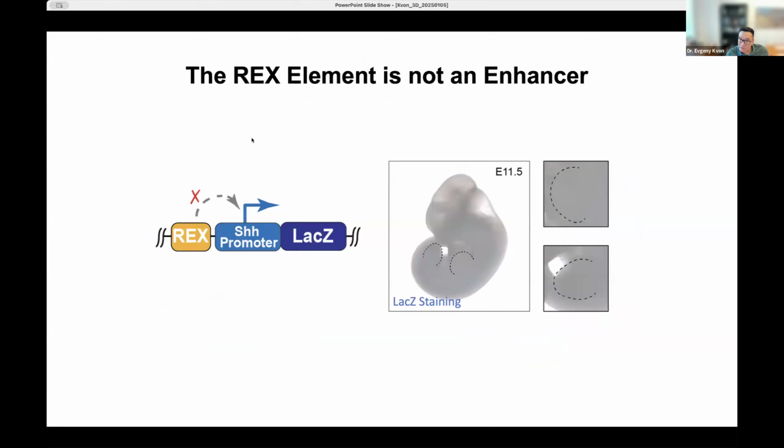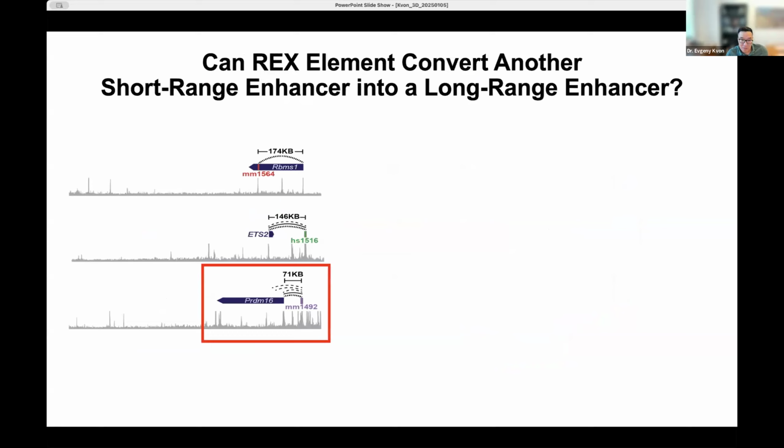Importantly, this range extender element is not just another enhancer, right? If you put it in front of the minimal promoter and LacZ, it doesn't drive any expression. So it's not just adding another enhancer, right? And so the next question we asked: okay, it seems to be required for this HS72 enhancer, but can it convert another short-range enhancer into a long-range enhancer?